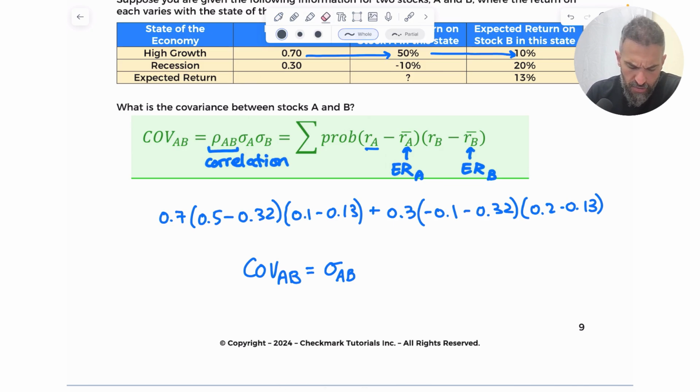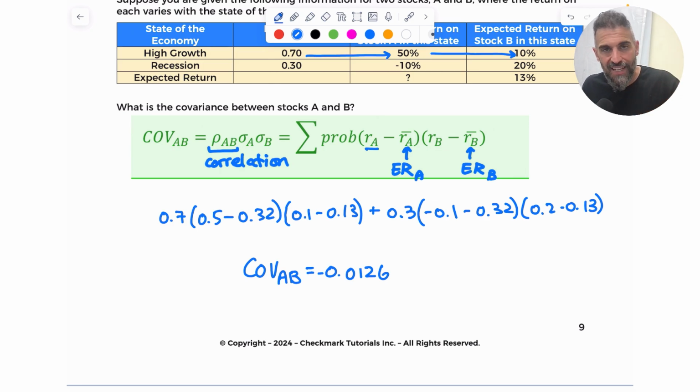Sigma AB, or SAB, something like that. But we'll just call it the covariance. And I got negative 0.0126. So again, the number itself doesn't tell me anything meaningful yet, but the sign, the fact that it's negative, tells me that A and B have an inverse relationship, where when one of them goes up, the other one tends to go down, and vice versa.